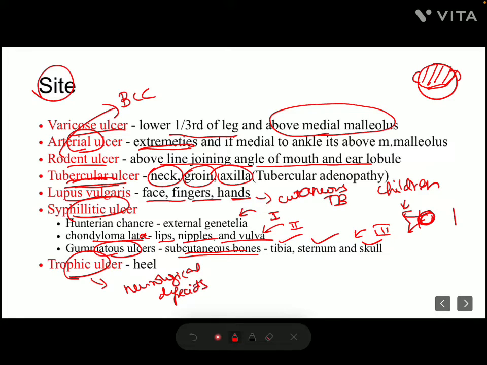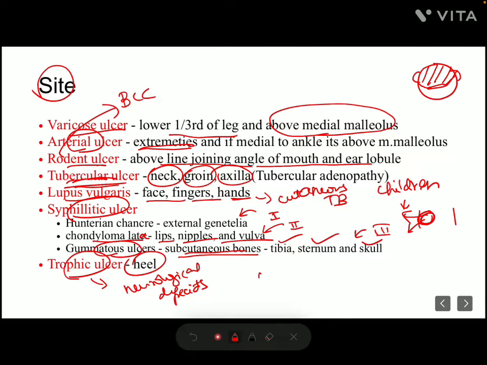Usually, when the patient has neurological deficits, let us say over the heel, because he has diabetes, he develops diabetic peripheral neuropathy and loses sensation over his heel. Now, he will be having repeated trauma over his heel and he will not be knowing about it because he has lost sensations over that part.